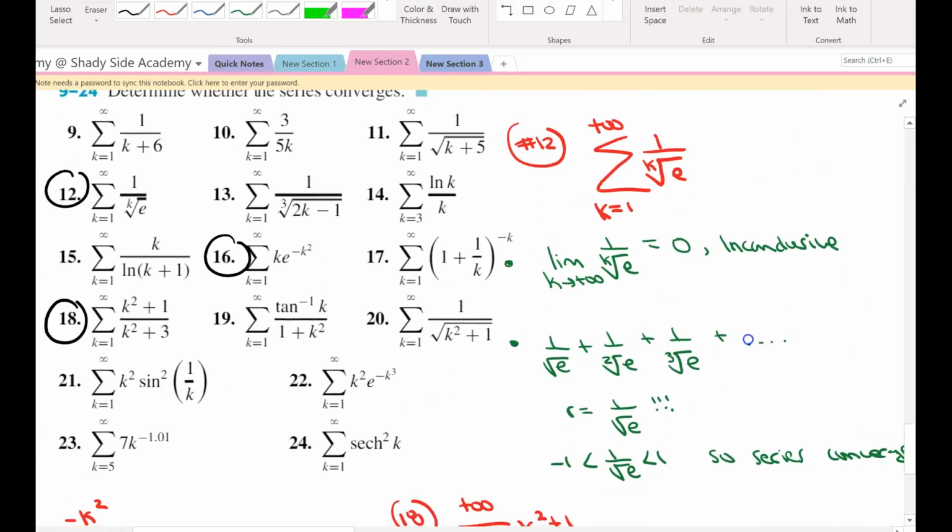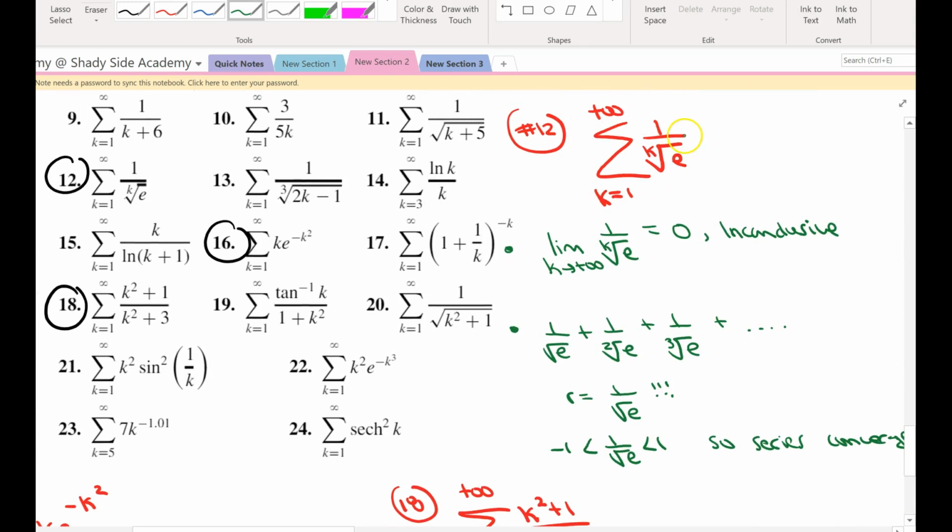Okay, here they are. Here's number 12, and here's how I showed the work. So here's the series. I first applied the divergence test. The divergence test yielded an inconclusive result. I then checked to see if the series is geometric. Notice here the series is geometric. r is 1 over root e, and that value of r is in fact between -1 and 1, so the series converges.